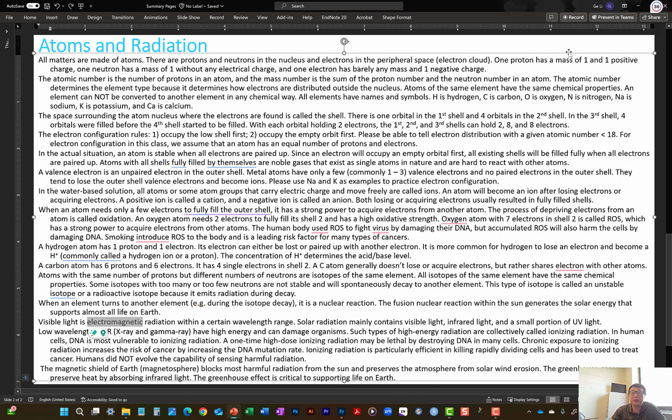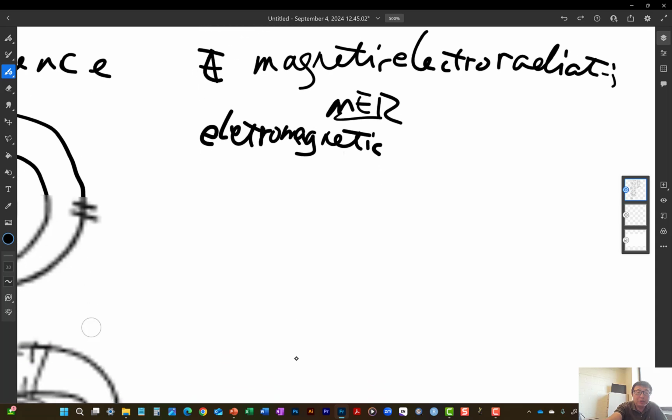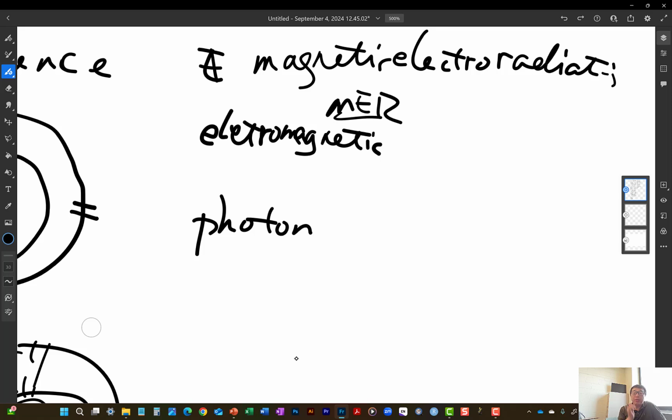Electromagnetic. That's right. So electric first. Electromagnetic radiation. The nature of those is another particle. This is the last particle we're going to talk about today, the photon. Photon is even smaller than the electron.